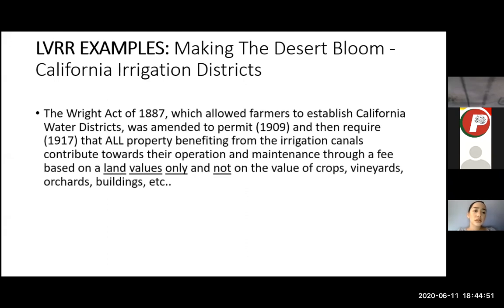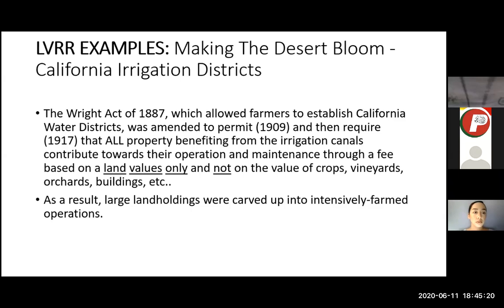The Wright Act of 1887, which allowed farmers to establish these water districts, was amended in 1909 to permit, and then again in 1917 to require that all properties benefiting from the irrigation canals contribute toward their operation and maintenance through a fee based on land value only, and not on the value of crops, vineyards, orchards, buildings, etc.